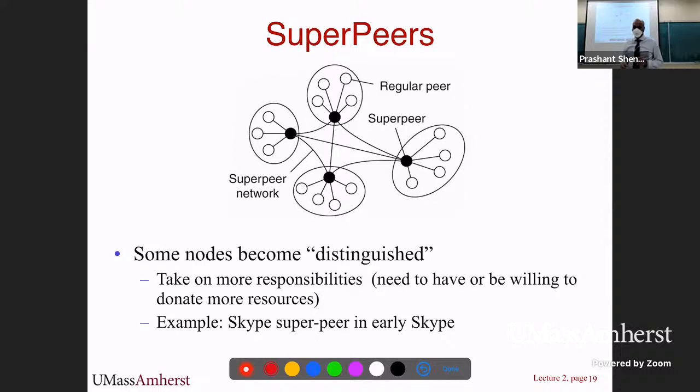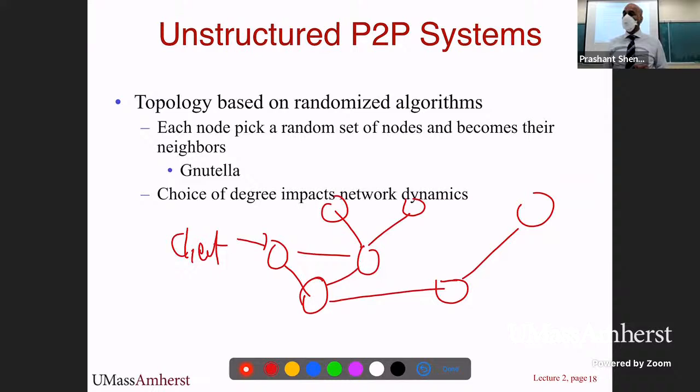Choice of degree impacts network dynamics simply says how many neighbors I pick decides the structure of the network and the properties of how messages propagate. If each of them picks only two neighbors, then you will have a network which may be long, and you might have to flood more or have more hops to get to all the peers. If you have lots of neighbors, then you can get to everyone quickly, because each message basically becomes K messages to their neighbors and then they become K messages subsequently. So you can flood more quickly depending on the value of K, where K is the number of neighbors.